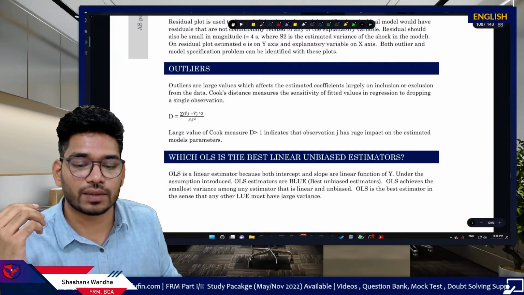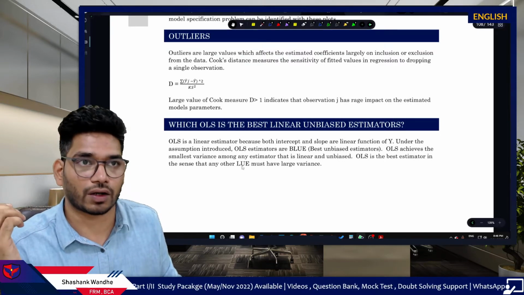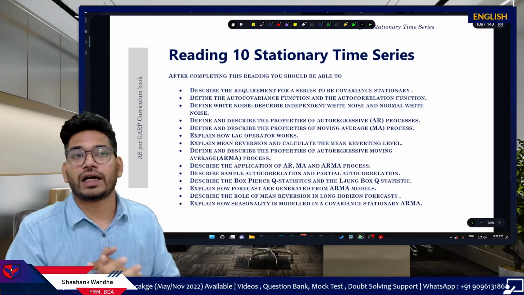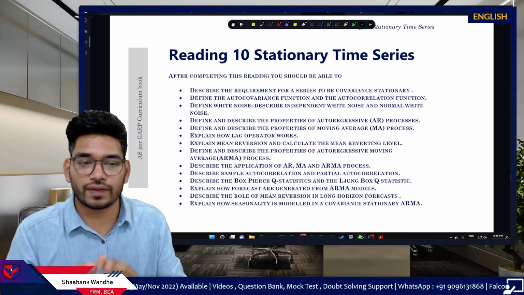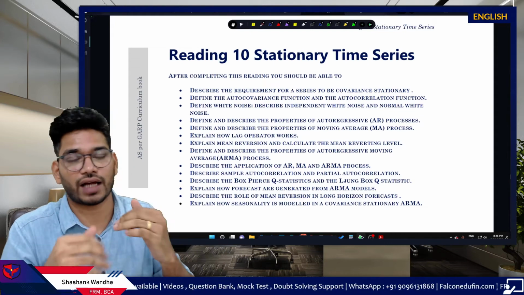Then comes the OLS estimator, which is the best linear unbiased estimator. So this particular paragraph is very important from the theory exam standpoint. Now we are coming into reading number 10 and 11, which are on the time series section. So first is the stationary time series, second is non-stationary time series.